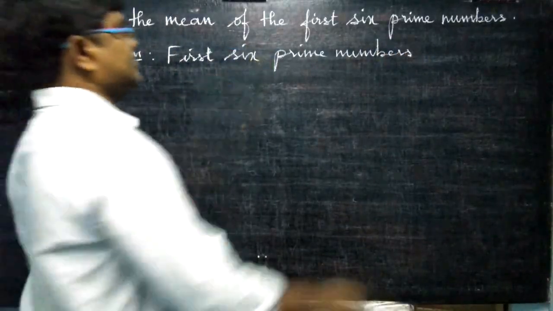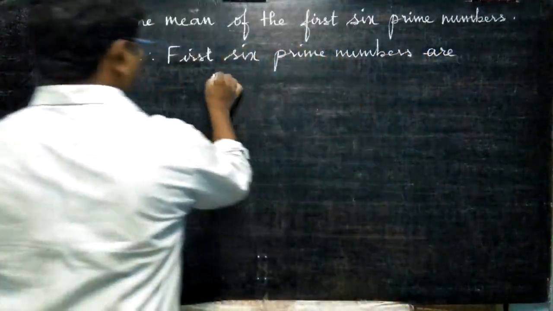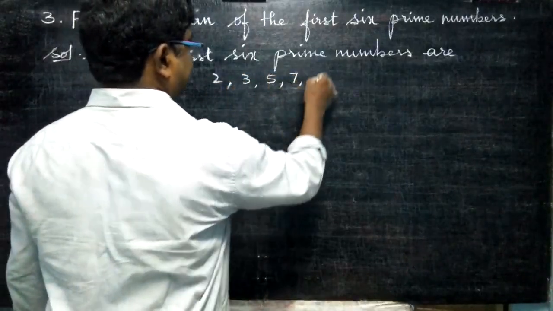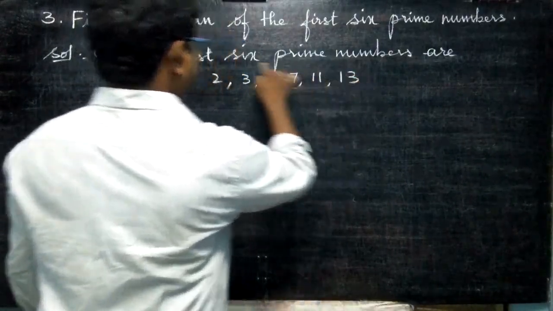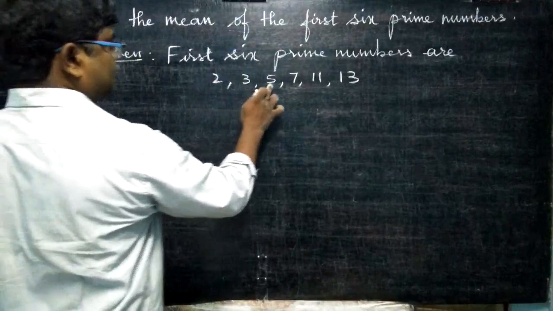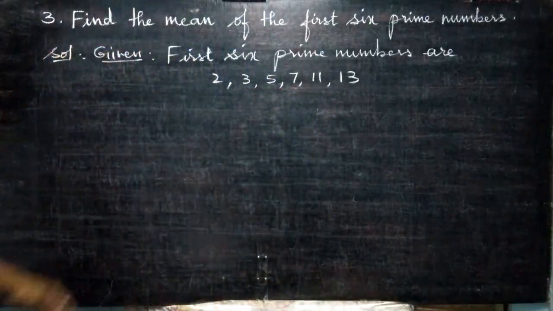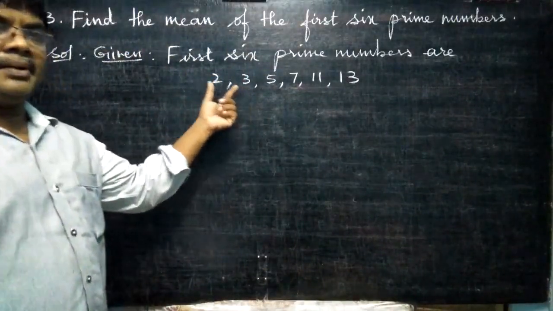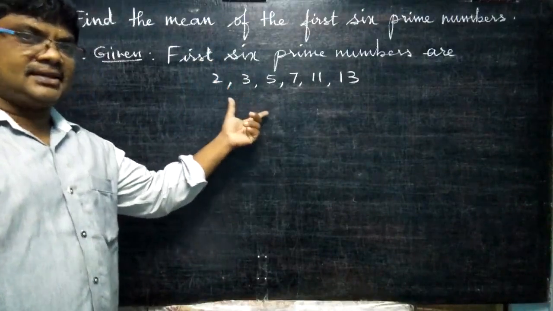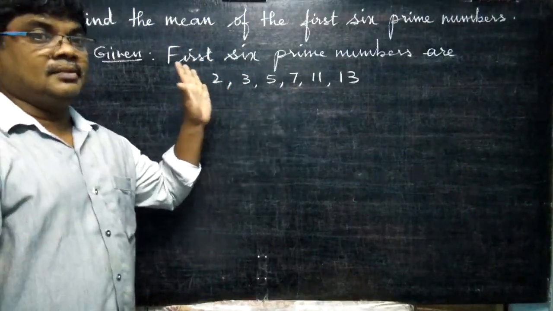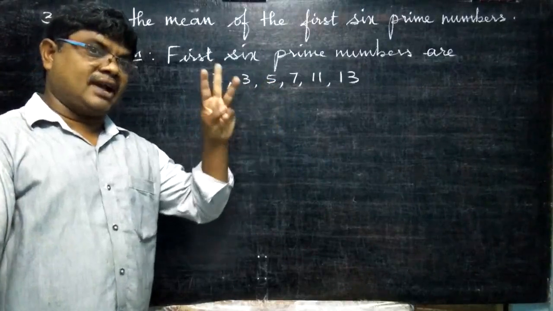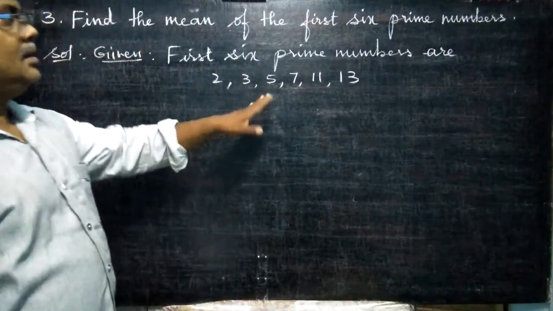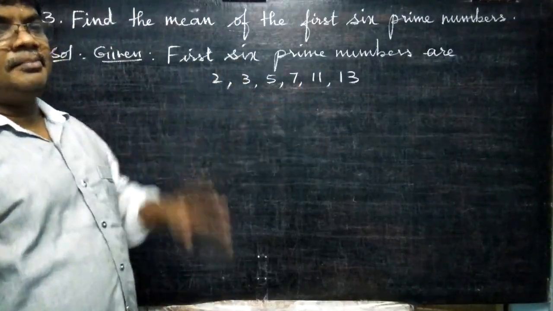The first 6 prime numbers are 2, 3, 5, 7, 11, 13. They ask only for 6: 1, 2, 3, 4, 5, 6. 1 is neither prime nor composite. And what is the definition of a prime number? Having 1 and the number itself as factors. So 9 also will not come: 1, 3, 9 are 3 factors. Numbers having only 1 and the number itself as factors are called prime numbers. You are in class 9, you should know this.